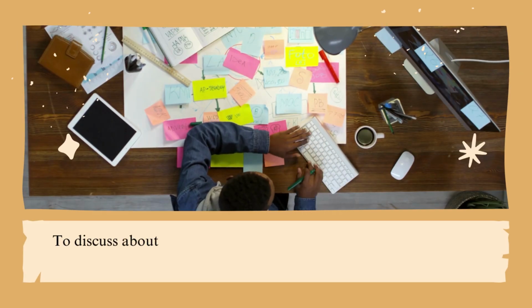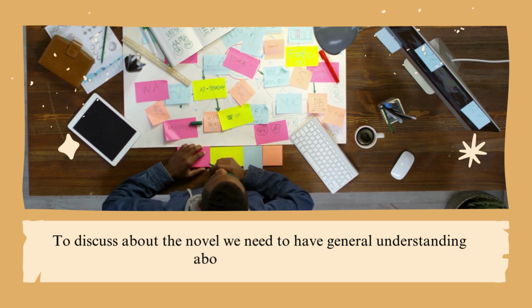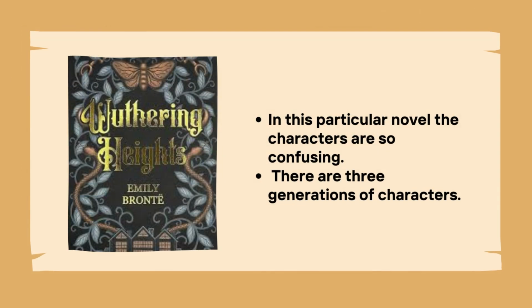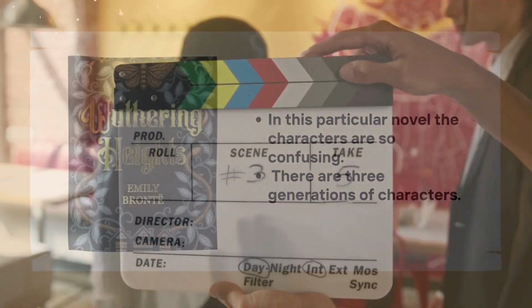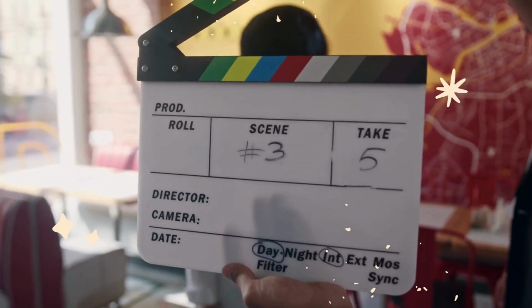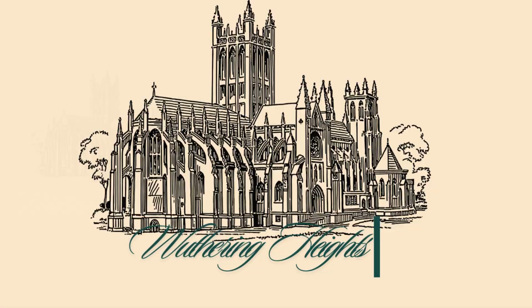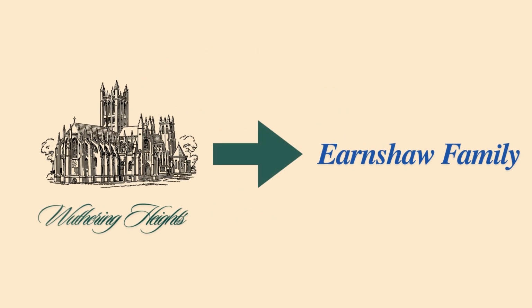Now, to discuss the novel, we need to have a general understanding of the characters. In this particular novel, the characters are so confusing because there are three generations of characters. Let's just talk about the characters first. In the novel, there are two houses within 4 miles, Wuthering Heights and Thrushcross Grange. Let's take a look at the members of Wuthering Heights first.